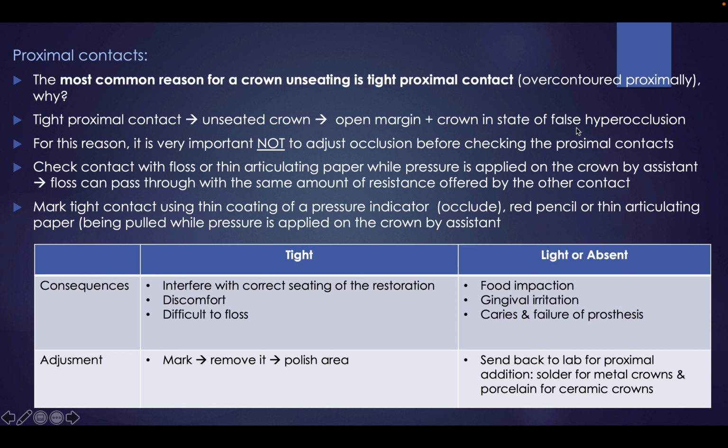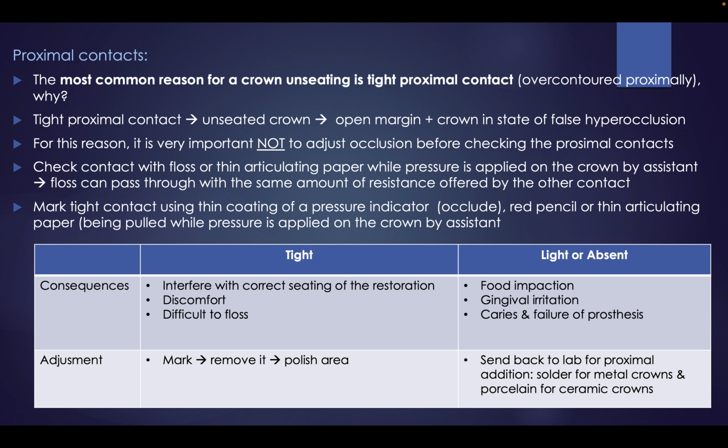It's high. So for this reason, it's very important that you never touch or adjust the occlusion before checking the proximal contact. Because if you do that and then you remove the proximal contact, the tooth, you will lose all the occlusal contacts. So check the contact with a floss. How do you check if the problem is proximal?